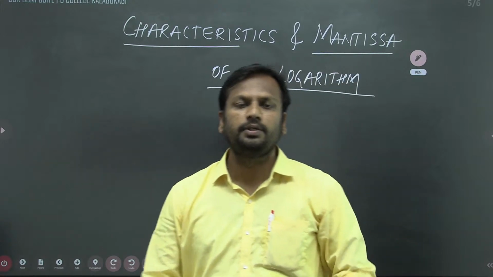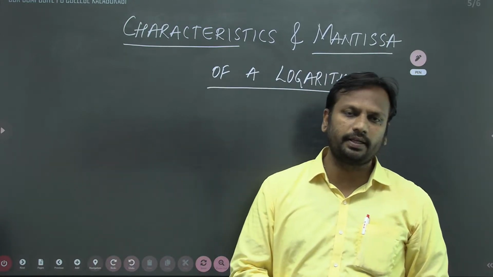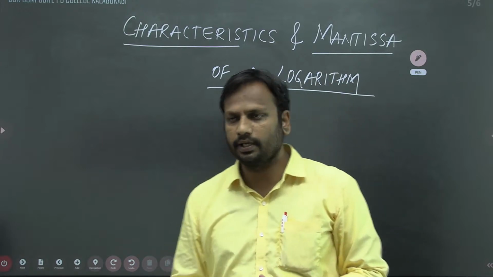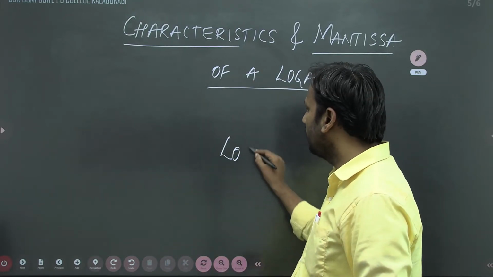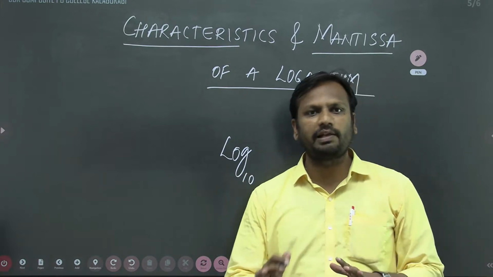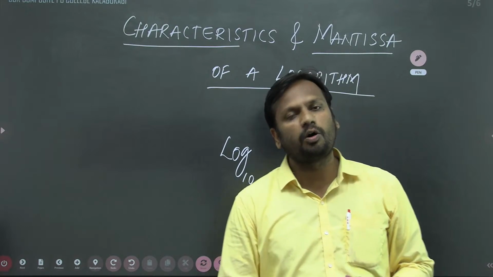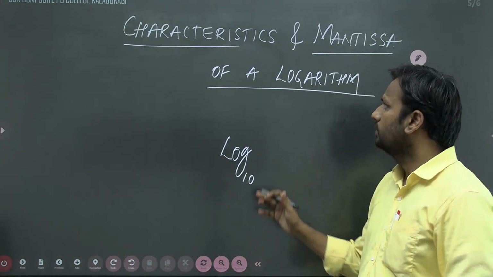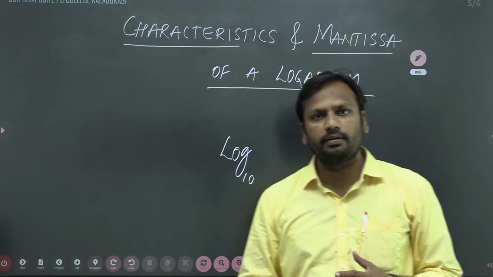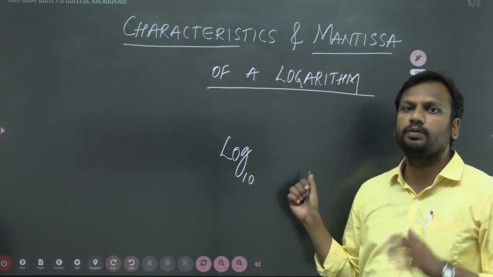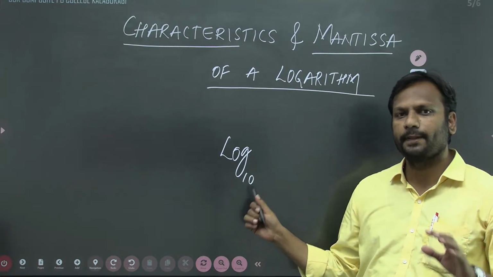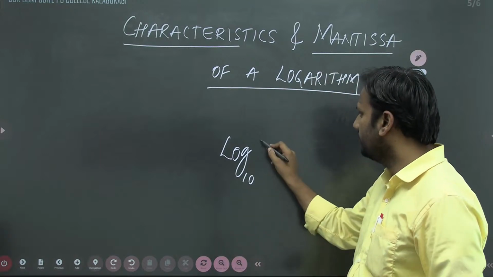Now you see, students, studying this characteristic and mantissa is based only on common logarithms. Common logarithms, I told you that. Logarithm of a value with the base 10 is known as what here? Common logarithms. Characteristics and mantissa can be found with what type of logarithms? Only common logarithms. Got it? Whose base is what here? 10. Okay.